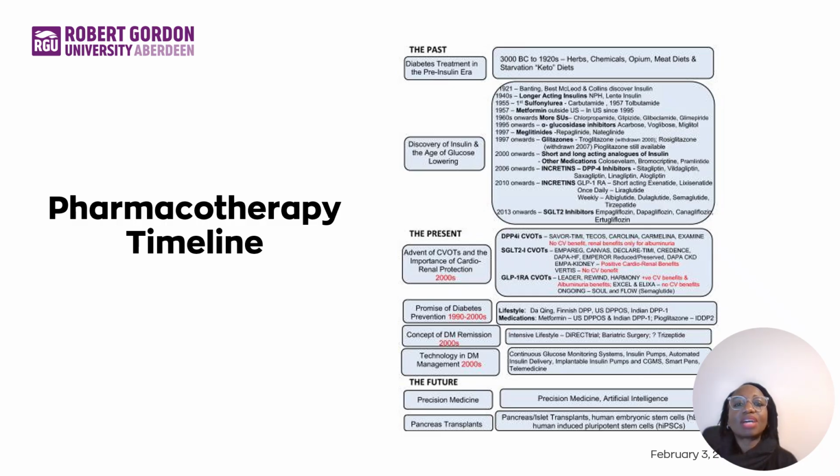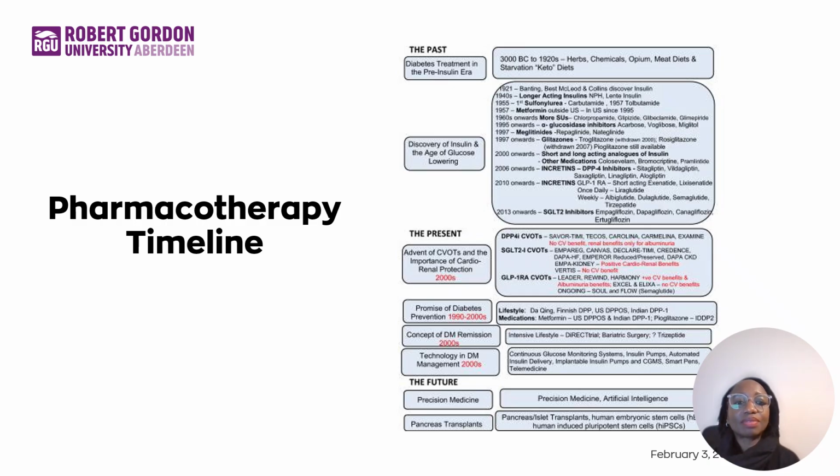But of course, in the 2000s, we had significant breakthroughs. In 2006, we have the incretins, the DPP4 inhibitors, which I'll cover. And then from 2010 onwards, we have the GLP-1s, which have significantly changed the landscape in the treatment of type 2 diabetes, but also obesity, as we have all heard about. And then from 2013 onwards, we have the SGLT2 inhibitors. These are all listed here. So we have the gliptins, the gliflozins, the glutides, and I'll be covering those.